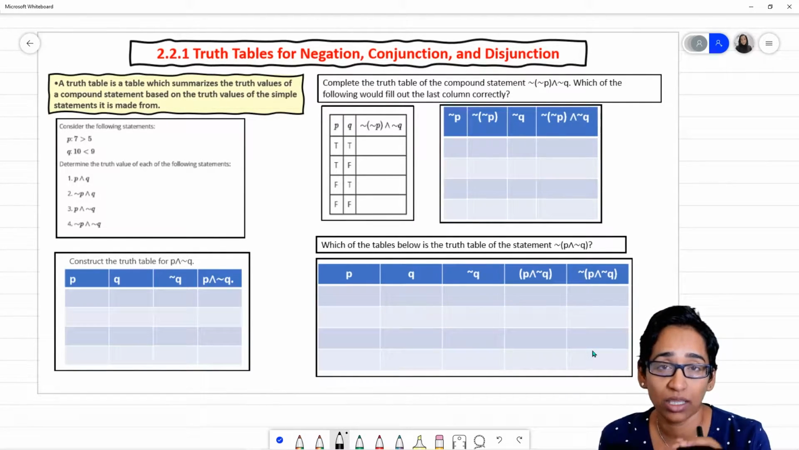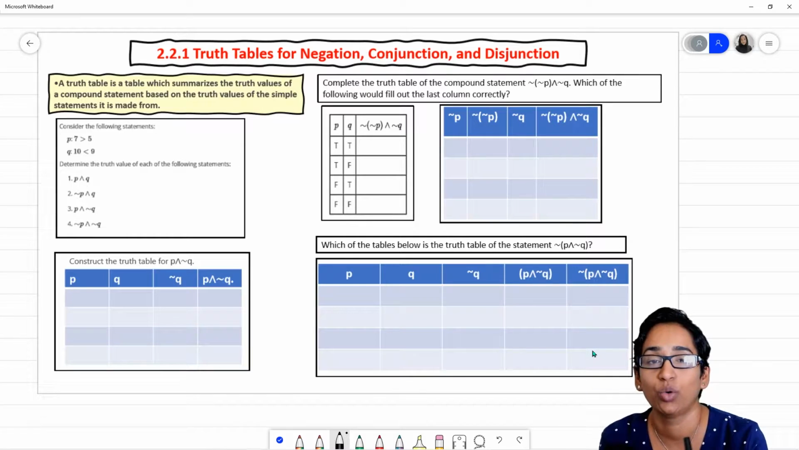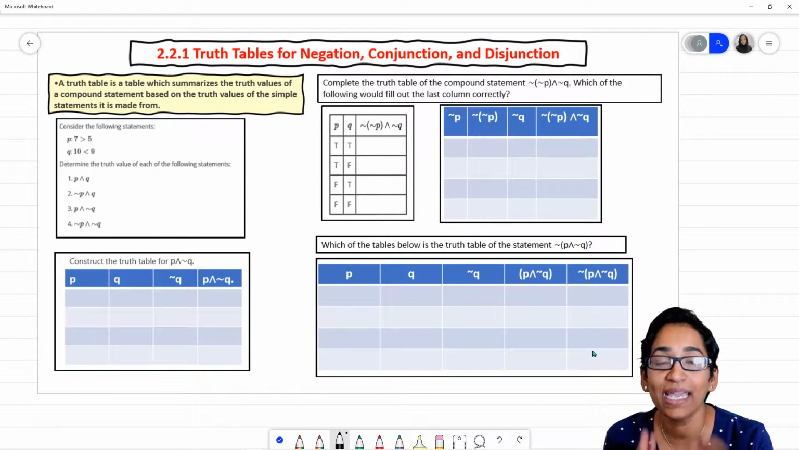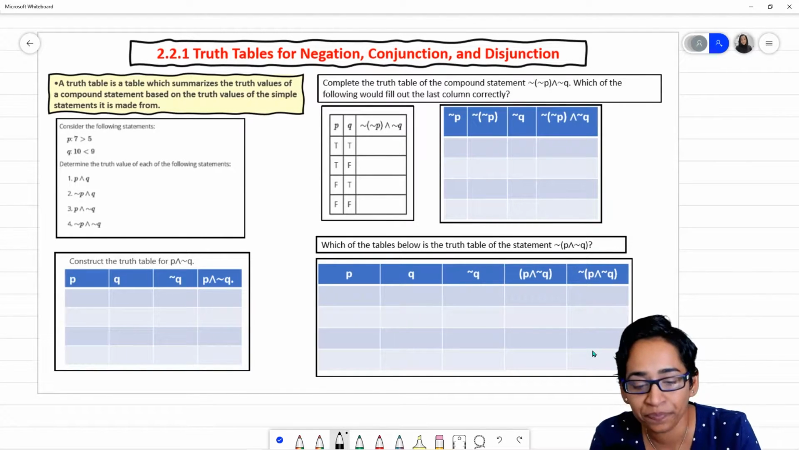Before you start this particular segment, I highly recommend you go over the truth tables provided in the previous video and see when a conjunction is true, when a disjunction is true. That way it becomes much easier for us to follow. So without further ado, let's jump right in.